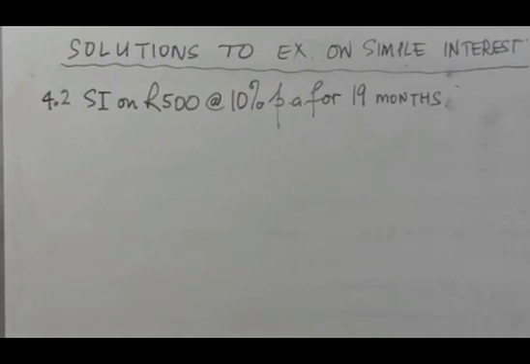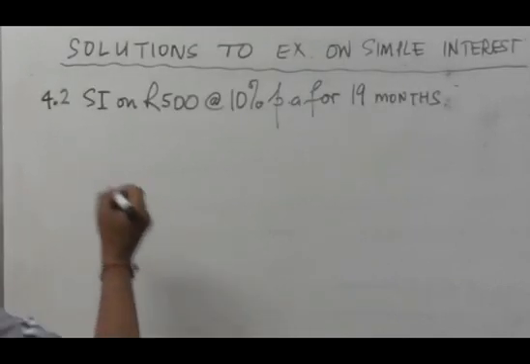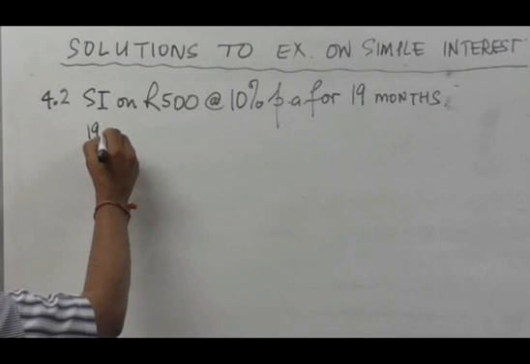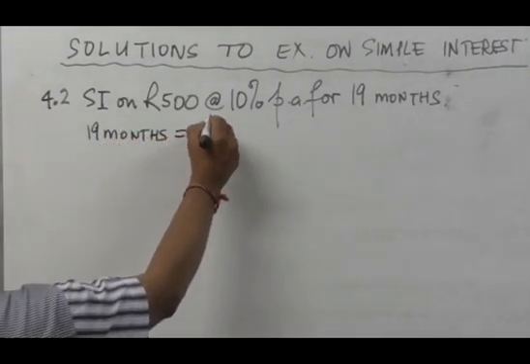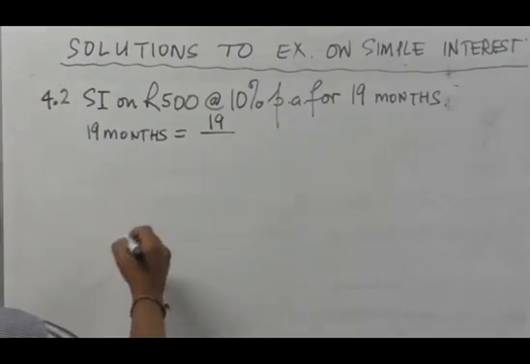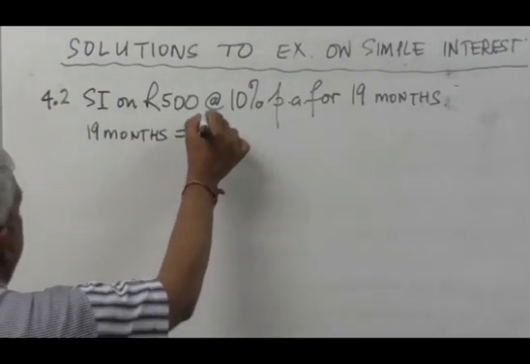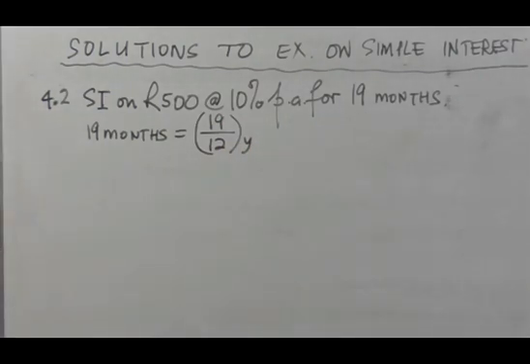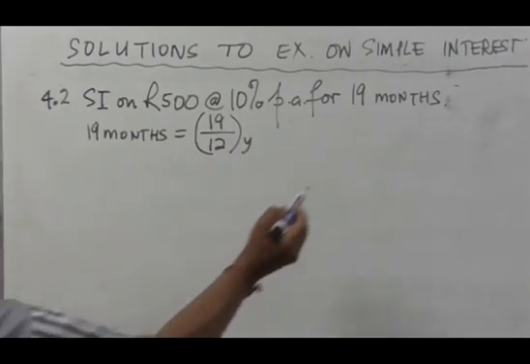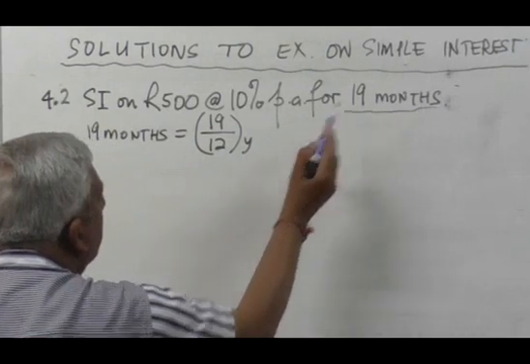Okay, 4.2. Calculate the simple interest on 500 Rand at 10% per annum for 19 months. So we have to be careful. Now you have 19 months, so you must convert it to years, which is 19 divided by 12. So the answer is 19 over 12 years. Very important to convert the months.